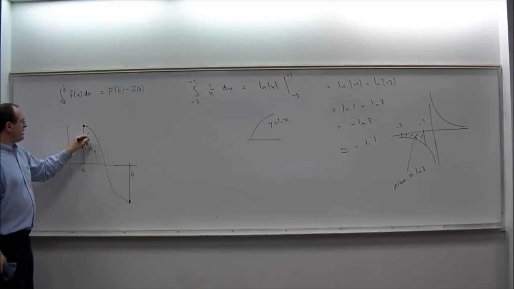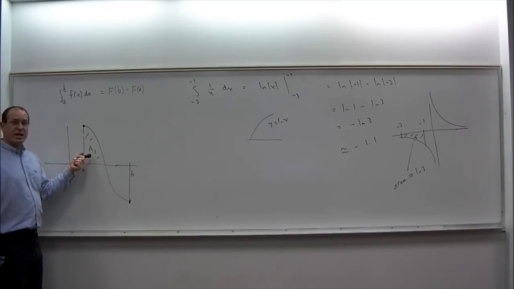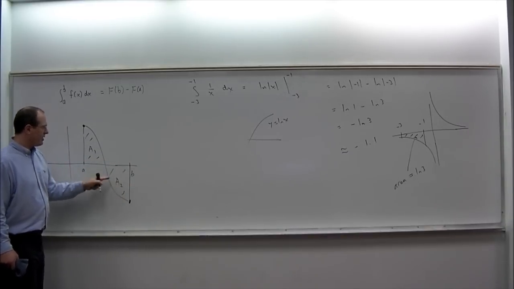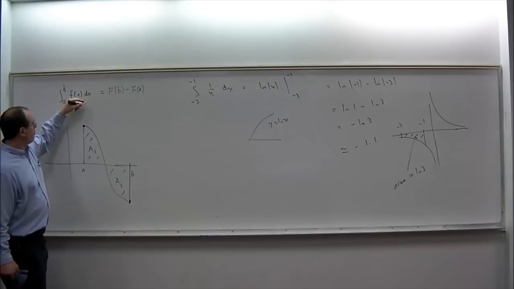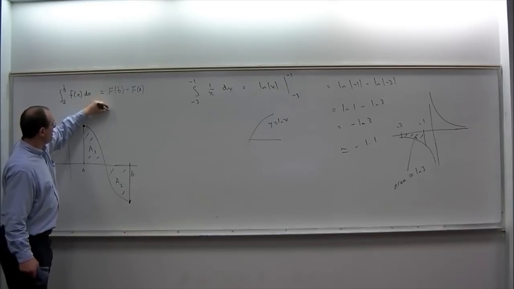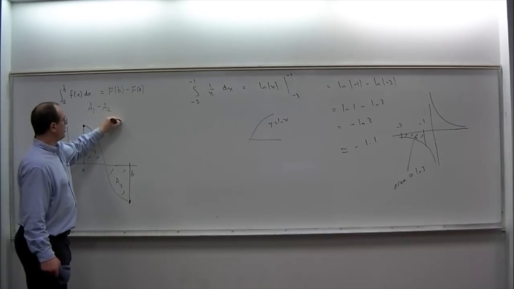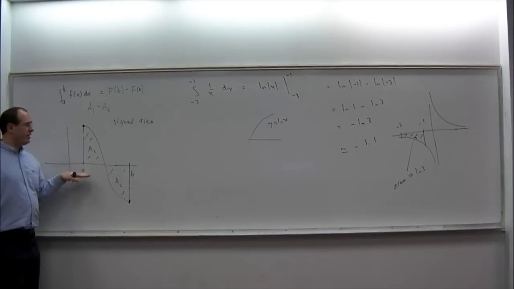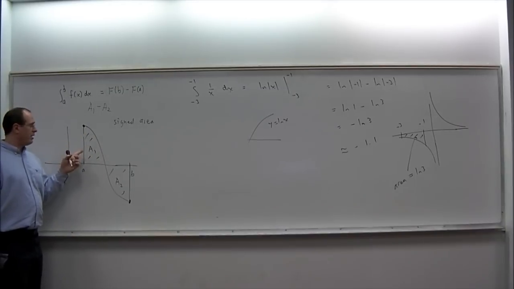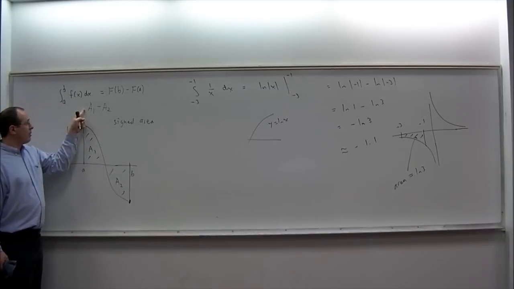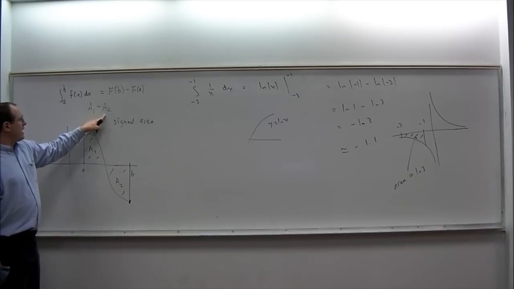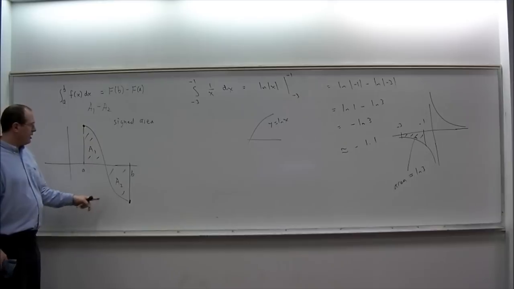If this shaded region has area A1, and this shaded region has area A2, then the integral will give us A1 minus A2. It'll give us what we could call signed area, where regions above the x-axis, like A1, are given a positive sign, positive A1, and regions like this one here below the x-axis are given a negative sign, so negative A2.